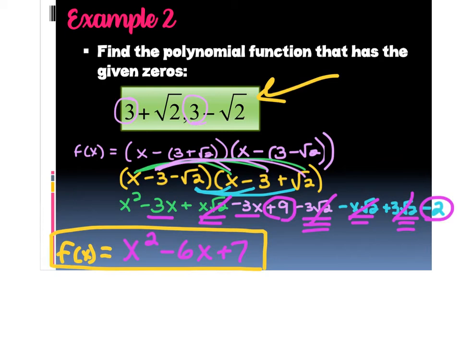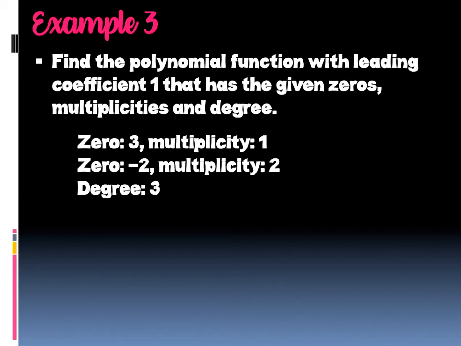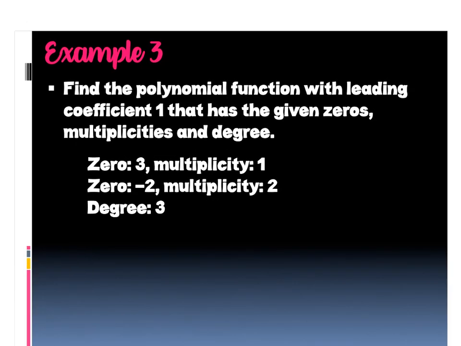Questions on that one? Okay, and then the last one says this. Find the polynomial function with leading coefficient 1 that has the given zeros, multiplicities, and degree. So break it apart. What does leading coefficient 1 mean? Good. So whichever one has the highest exponent, if I put it in order from highest down to none, that first number is going to be 1x. There should be nothing in front of that x.